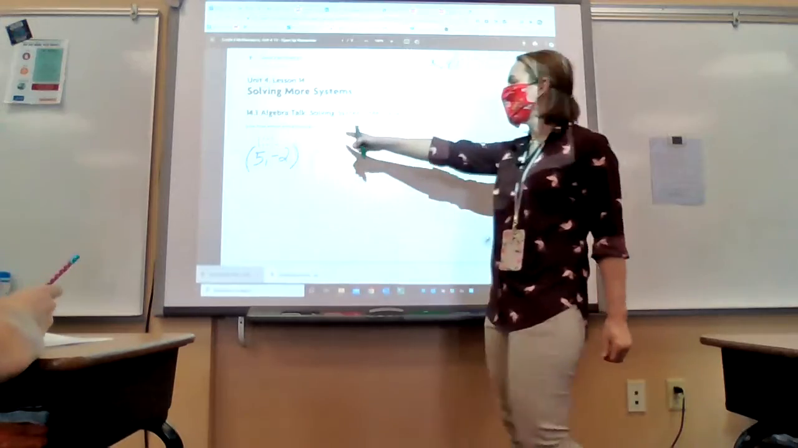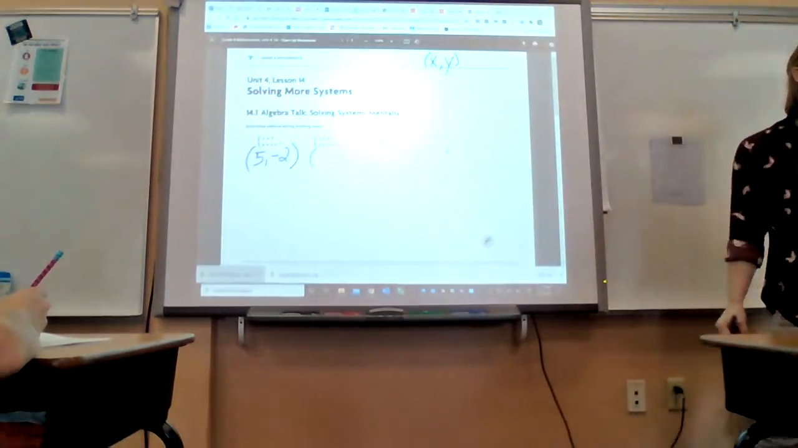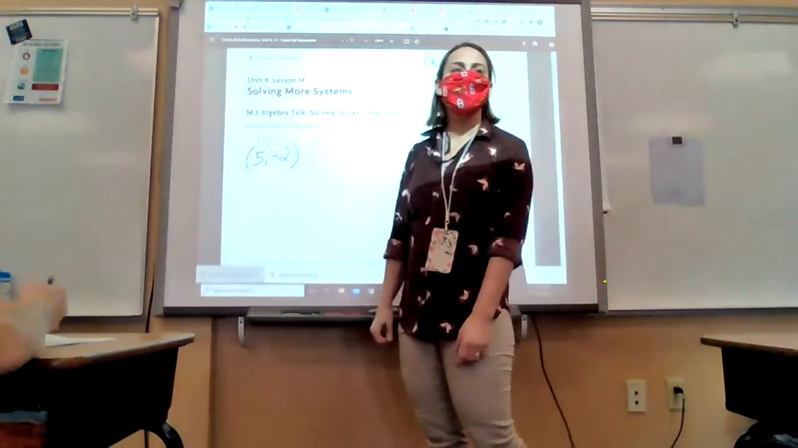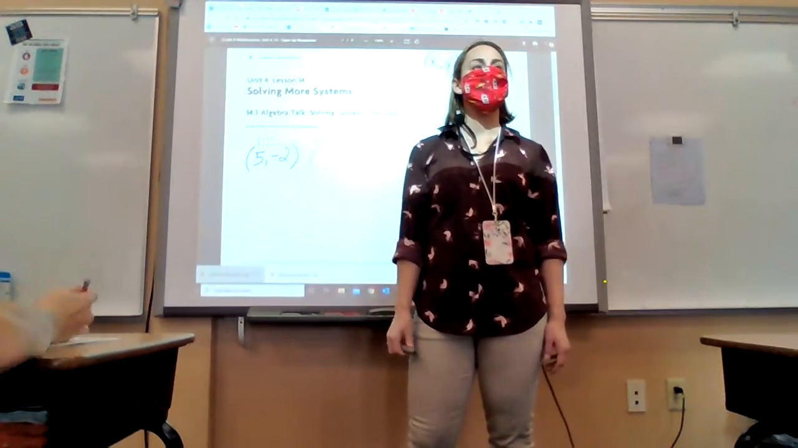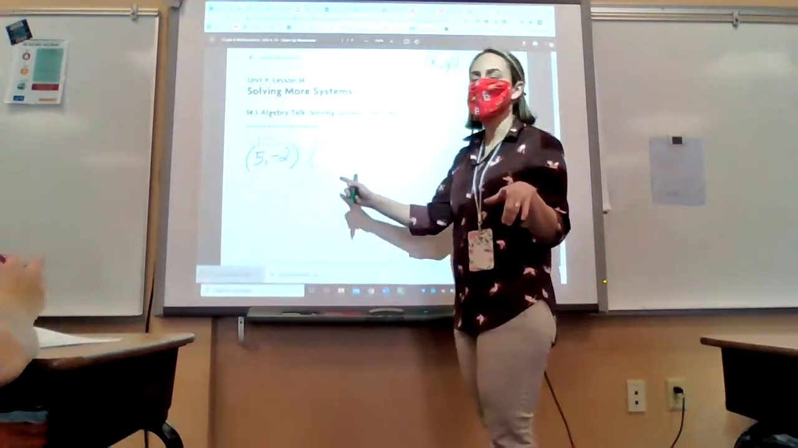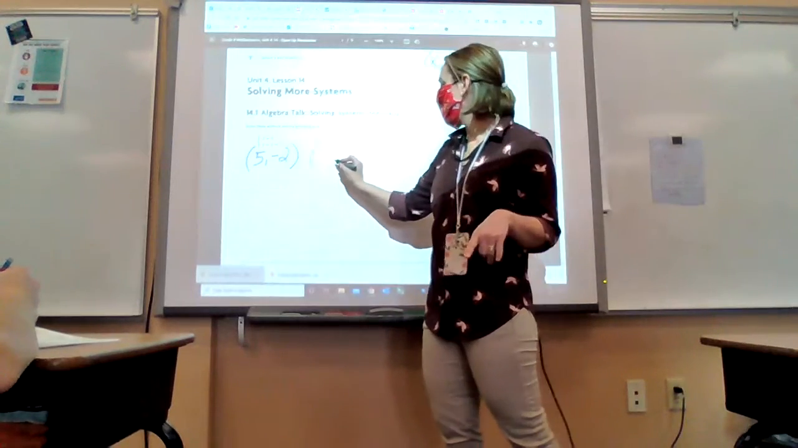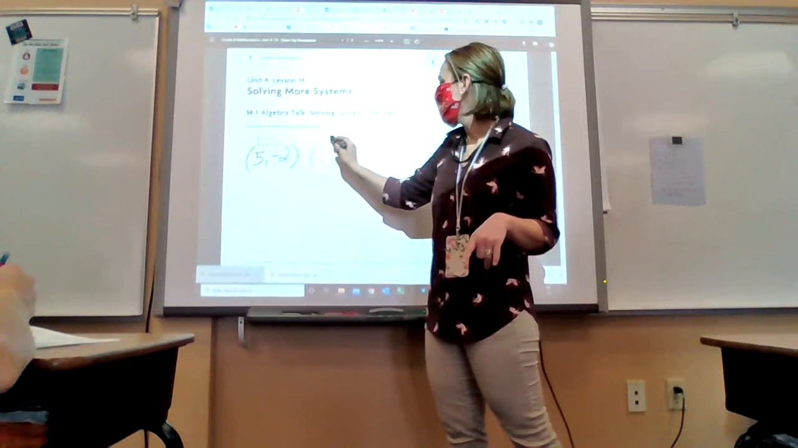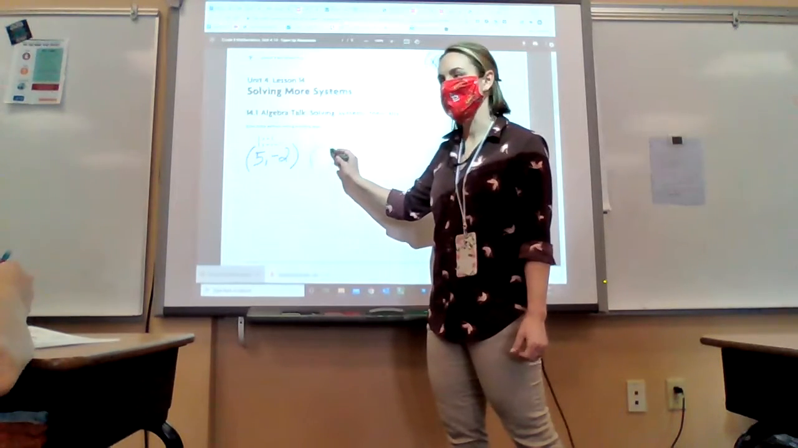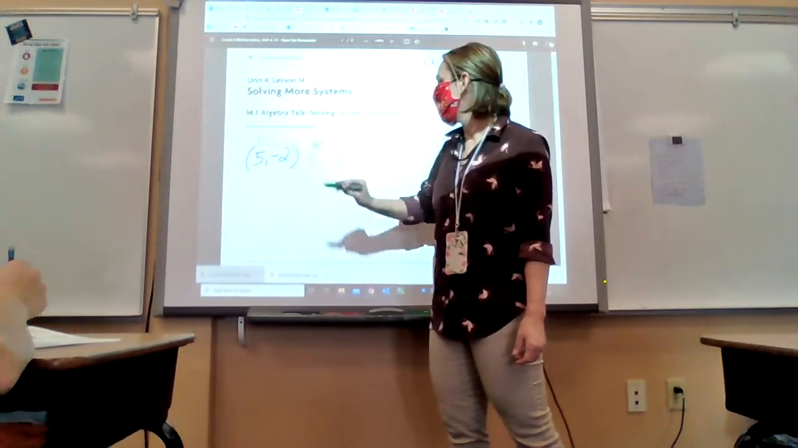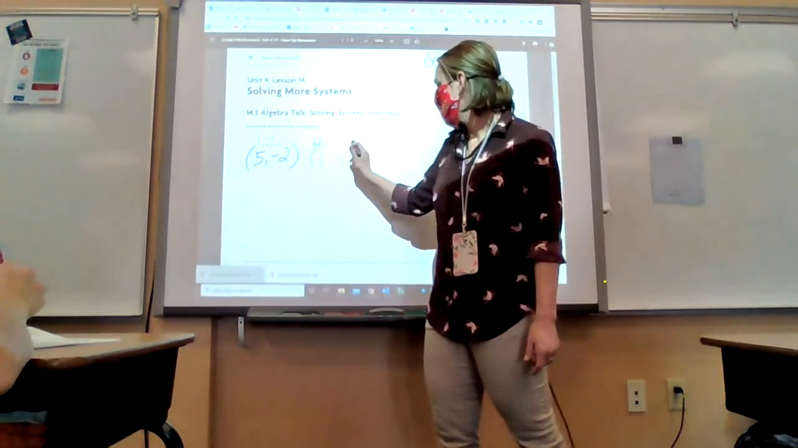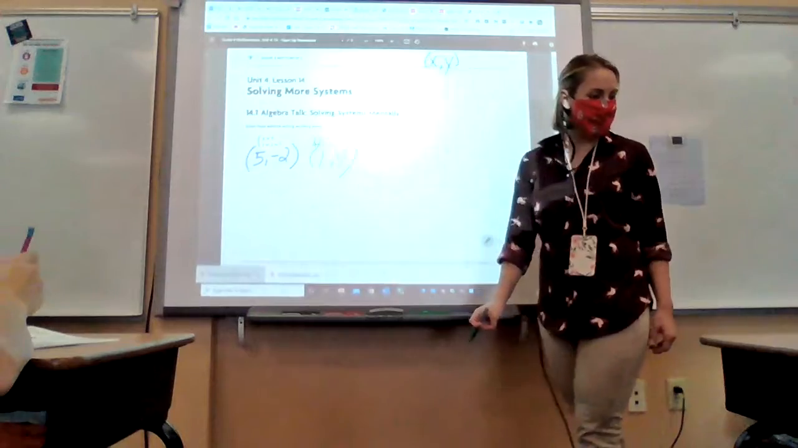A common mistake that I'm seeing is that the y is 4, but you need to make sure that you put the 4 in for the y, not the x. So that y is a 4, so the x needs to be 1. The answer is 1 comma 4.